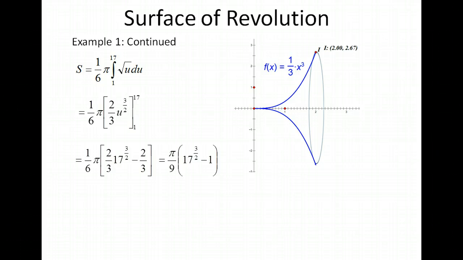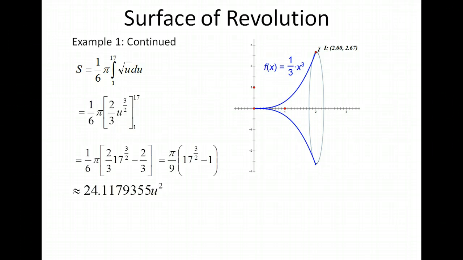This gives us our surface area of 1/3 x to the third revolved about the x-axis between the values of x equals 0 and 2. We can go ahead and estimate that on our calculator. We get about 24.12, and the units are squared, because this is area, it's going to be square units.